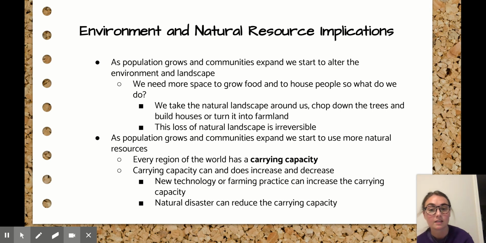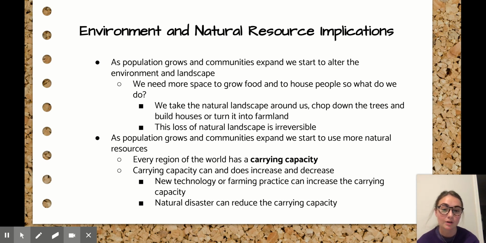But they start asking, we need more space to grow food and to house people, so what do we do? Well, they take the natural landscape, they chop down the trees, and they build houses and turn it into farmland. This loss of natural landscape is irreversible, though. Yeah, trees are a renewable resource, but if you chop a whole bunch of trees down and build something on top of it, those trees aren't going to grow back. So that's what it means by that. That type of loss is irreversible.